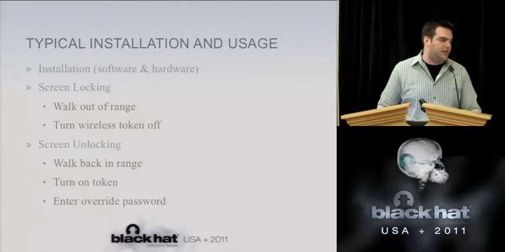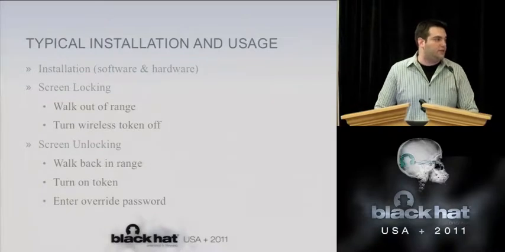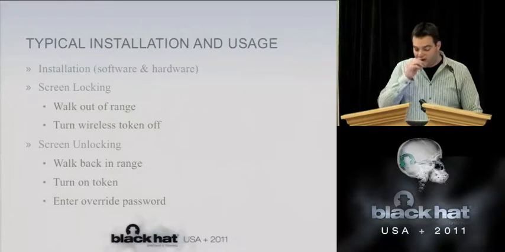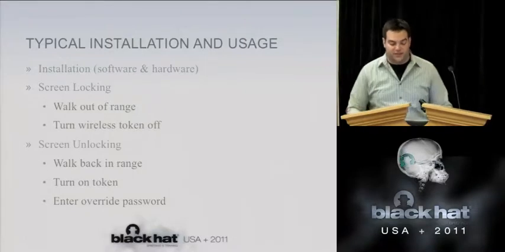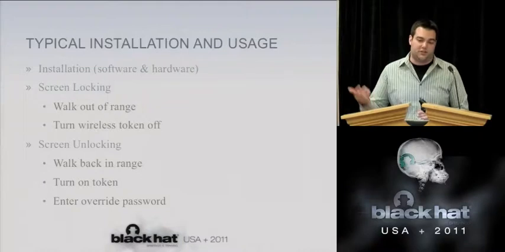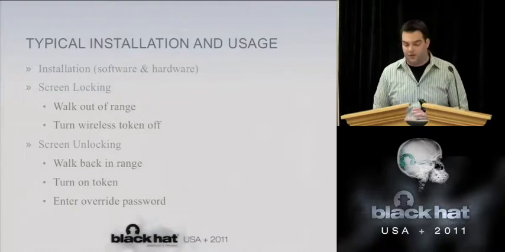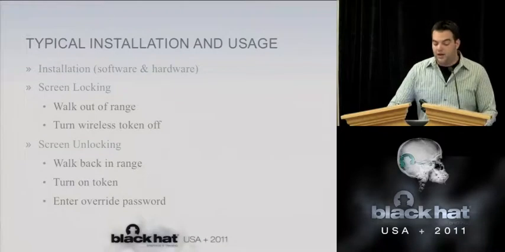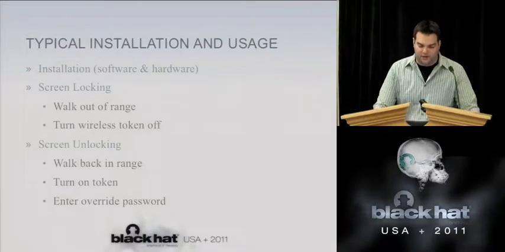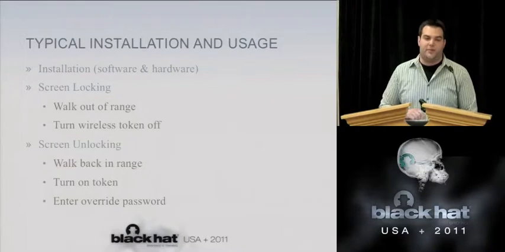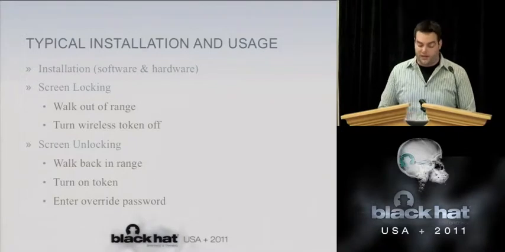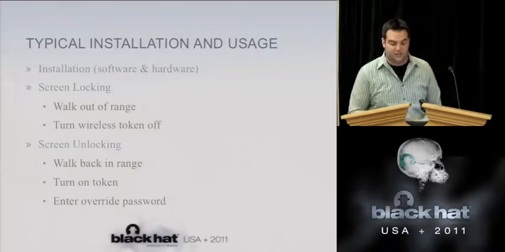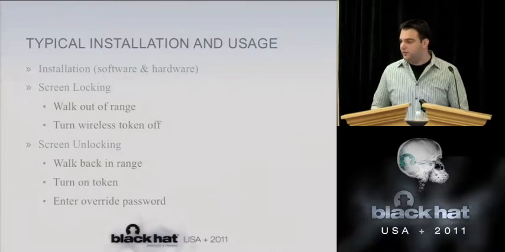So this is the core functionality, the core use case of this device. You can also simulate the exact same thing by just turning the wireless token off. There's a switch on the side. You can switch off the token, and it will lock the screen, and you switch it back on, it'll unlock. And the last way, which we really won't get into too much, is that to unlock the screen, you can also enter that override password you supplied into a dialog, and it'll unlock the screen.